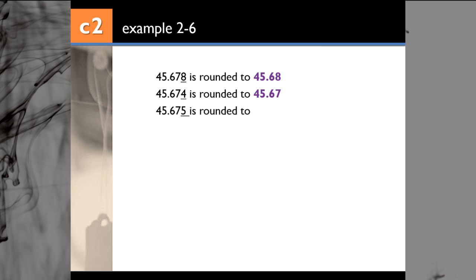Here you go, the last one. A little bit tricky because it's exactly the number 5. But once again, if it's 5 or greater than 5, you're going to add 1 to the number to the left of the third decimal place. So you're going to add 1 here and drop the number. Okay, so that's going to be 45.68.